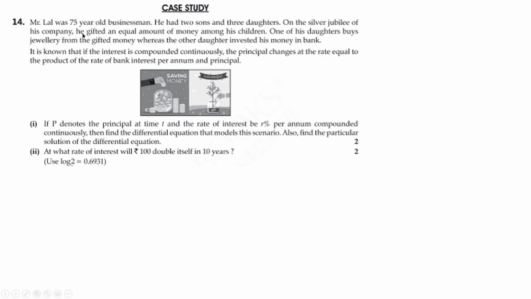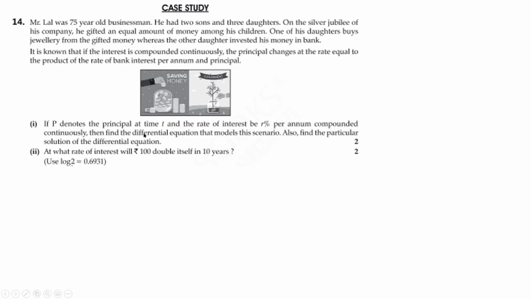Mr. Lal was a 75-year-old businessman. He had 2 sons and 3 daughters. On the silver jubilee of his company, he gifted an equal amount of money among his children. One of his daughters buys jewelry from the gifted money, whereas the other daughter invested her money in bank. It is known that if the interest is compounded continuously, the principal changes at the rate equal to the product of rate of bank interest per annum and principal.